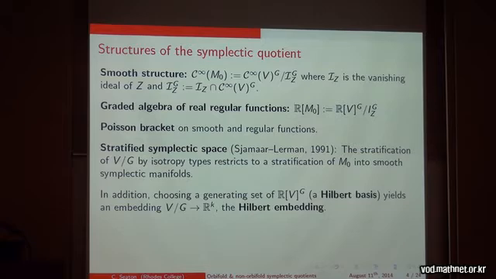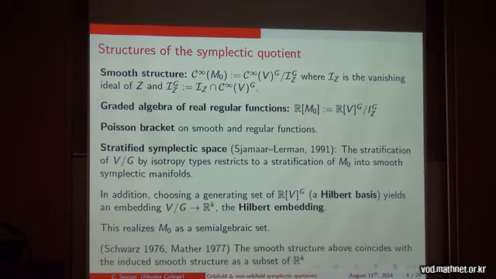In addition, if we choose a generating set for the algebra of invariant functions, or invariant polynomials, we get an embedding of the full quotient V mod G into R^k. This is called the Hilbert embedding, and restricting that to the symplectic quotient realizes it as a semi-algebraic set. By a result of Schwarz and Mather, the smooth structure that we get as a subset of R^k, from the semi-algebraic structure, coincides with the smooth structure that we get from invariant functions.